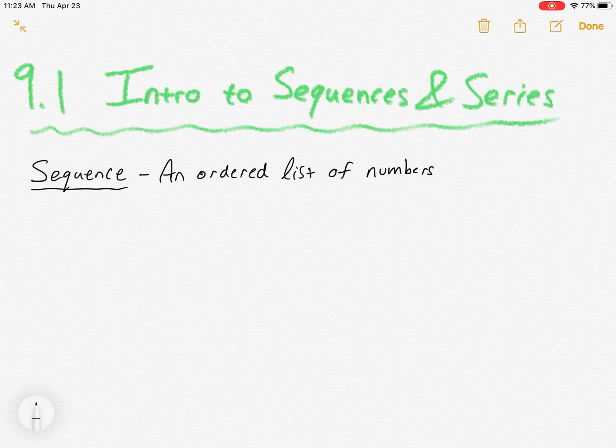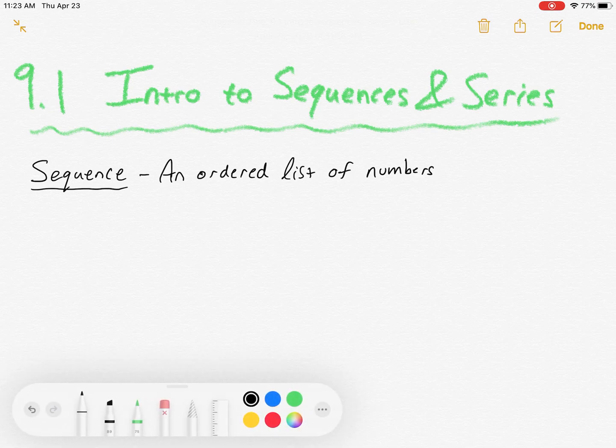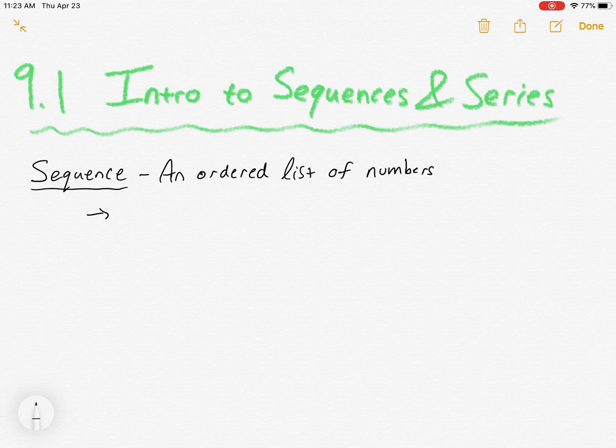Some definitions, like for example here I wrote out the definition for sequence. It's an ordered list of numbers. Series, which we'll do the second half of today's class, will be a sum. Really, it's a sum of a sequence, so it's the numbers that are added together. So we'll talk about that.